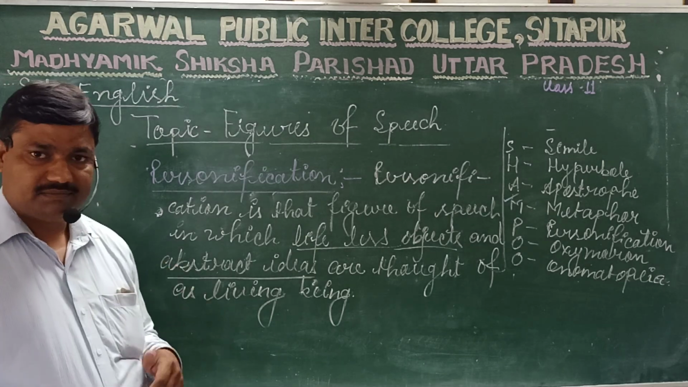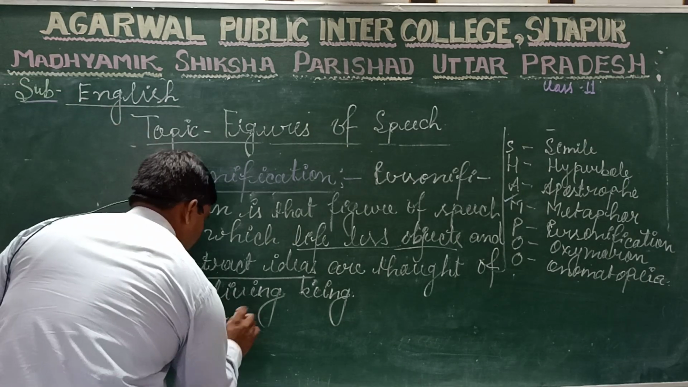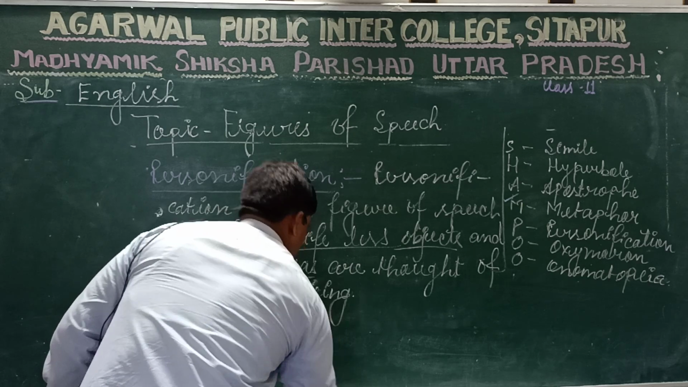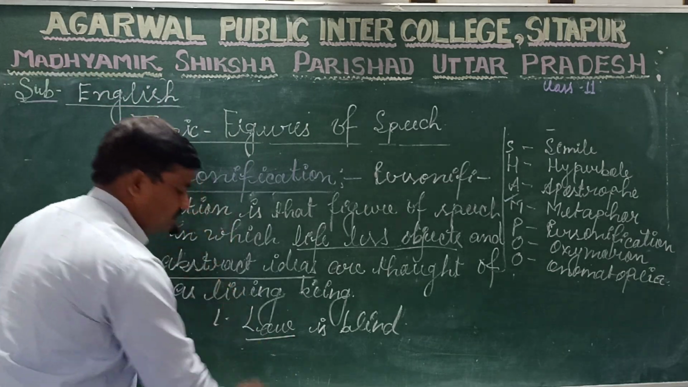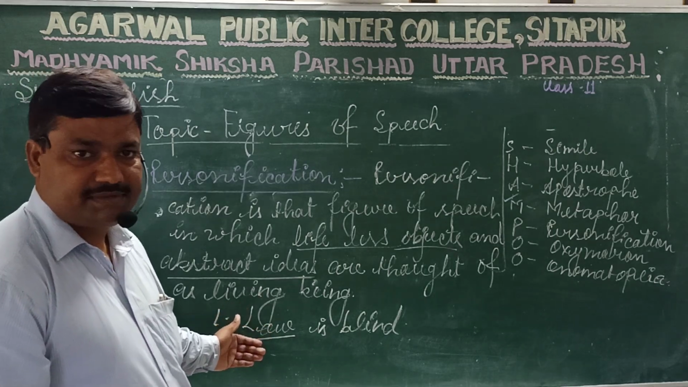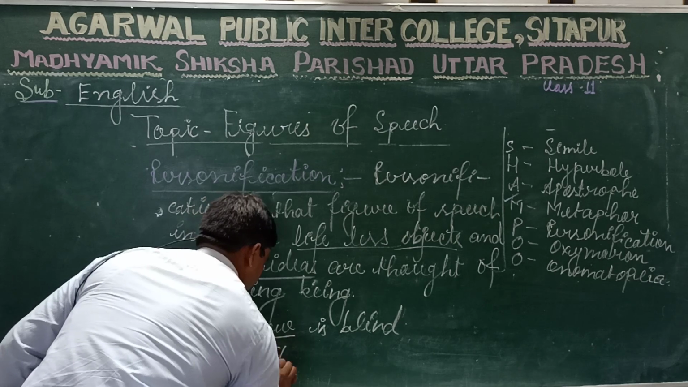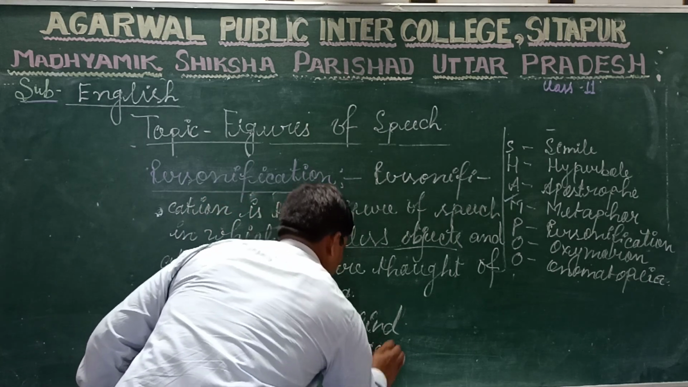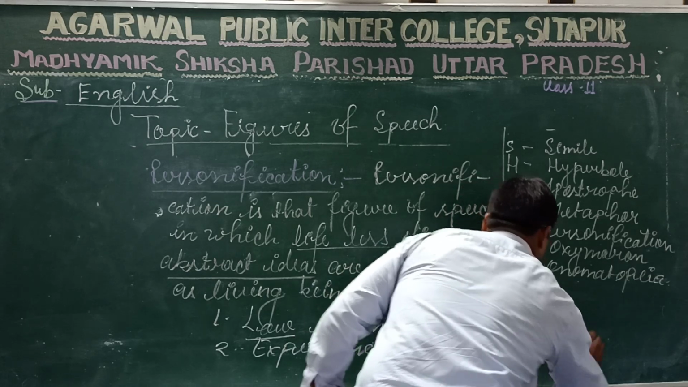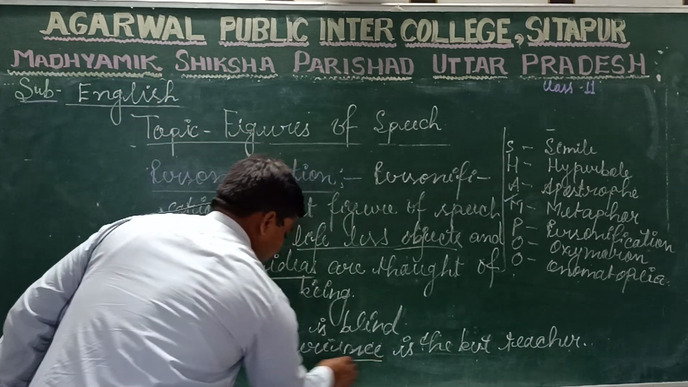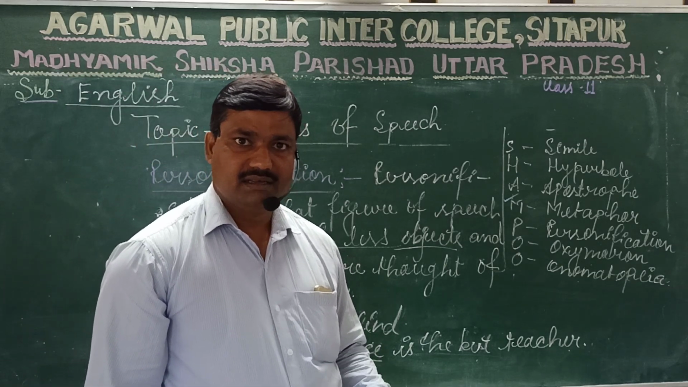So the first example is, love is blind. Students, you know love is a kind of feeling. This is an abstract noun. So love is personified here. Next example is, experience is the best teacher. In this sentence, the word experience is personified. Another example is, opportunity knocks at the door but once. In this sentence, opportunity is personified.